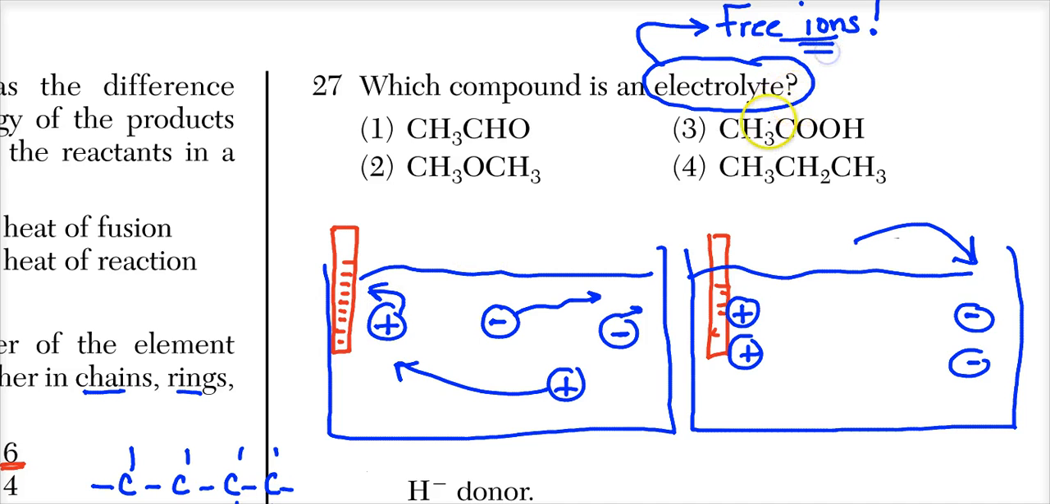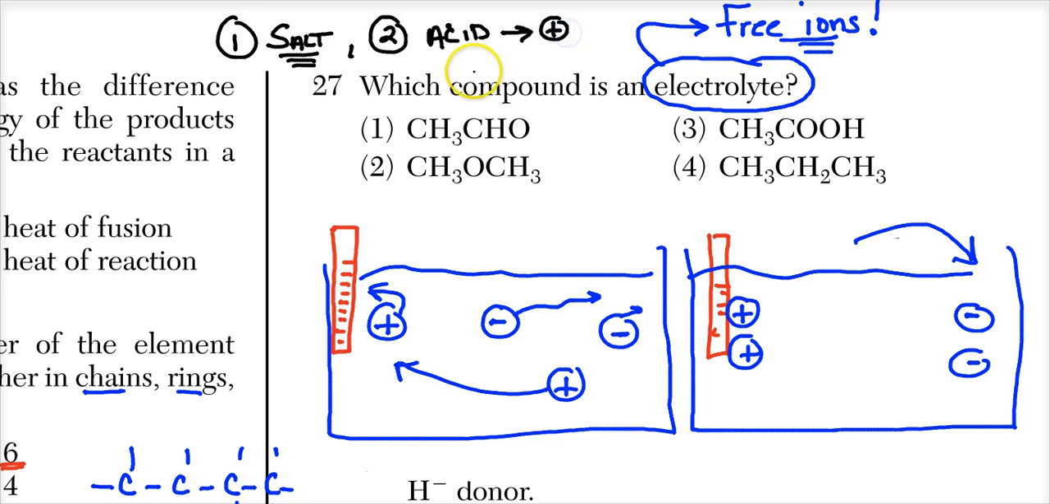So who gives free ions in solution? You need to know these. Number one, ionic compounds called salts. Soluble salts, metal and nonmetals, will break apart into ions. Two, acids. You should know acids dissociate into protons and conjugate bases, which could have negative charges. So acids give off ions. And also bases.